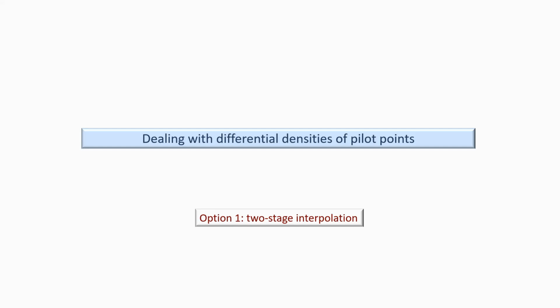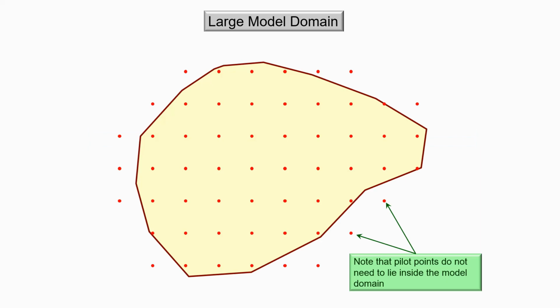So let's spend a little bit of time looking at what happens when we have differential densities of pilot points. And this is something that can occur quite often in parameterizing a model domain. There are a number of options available, two of which I'll discuss now. Option one is two-stage interpolation. Suppose that I have a model domain and that in the first stage of interpolation, I give it a background parameter field. I interpolate from those red pilot points to the model domain. And these pilot points are placed on a regular grid at a considerable distance apart.